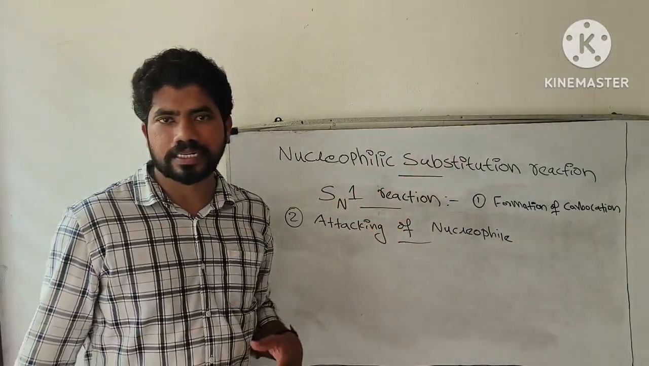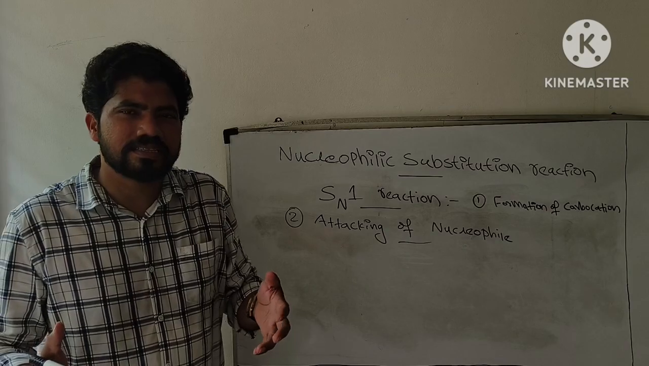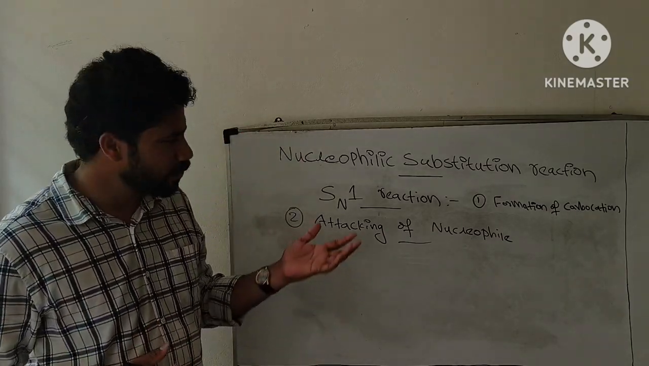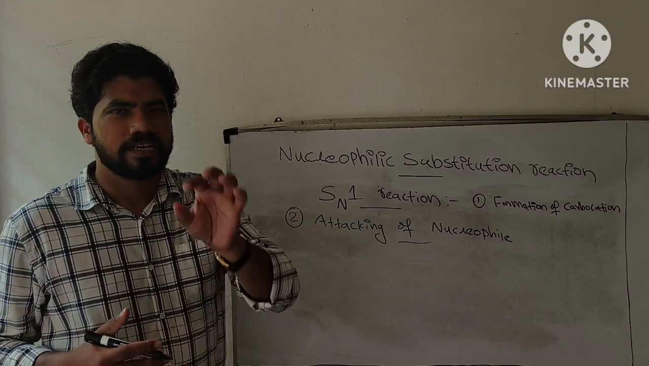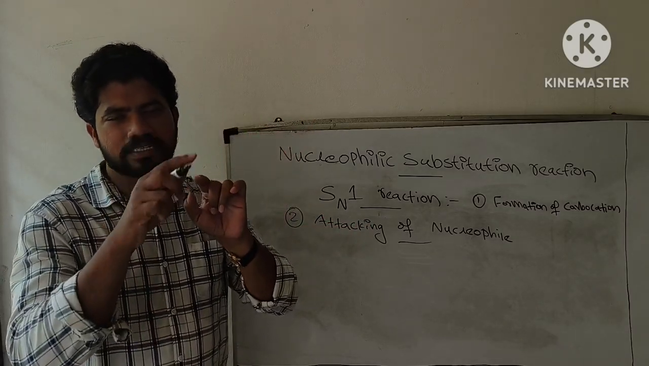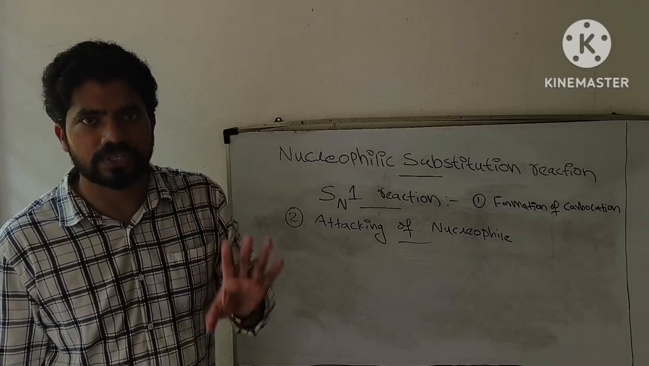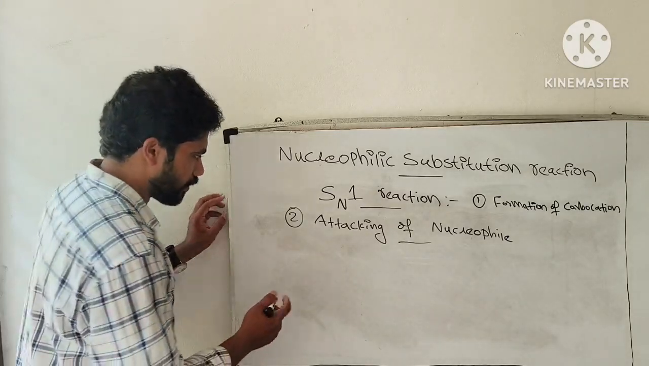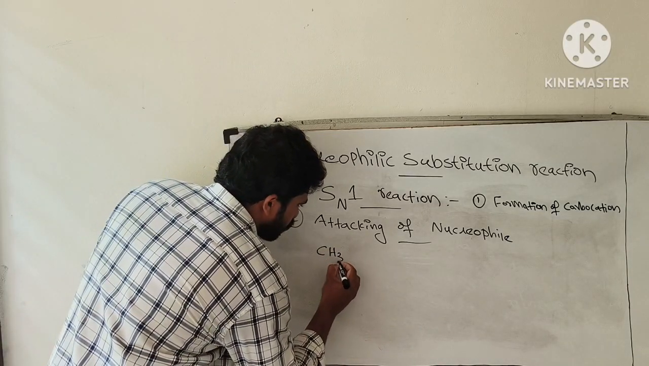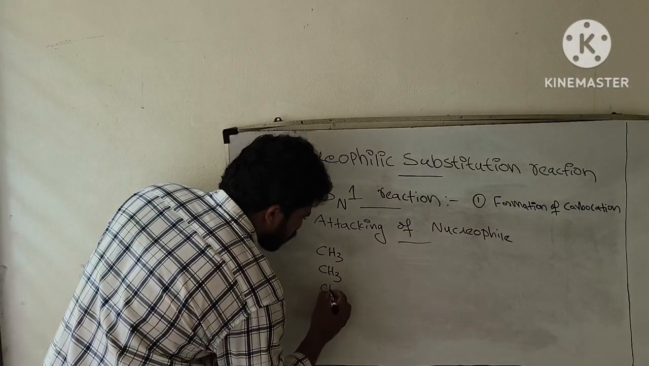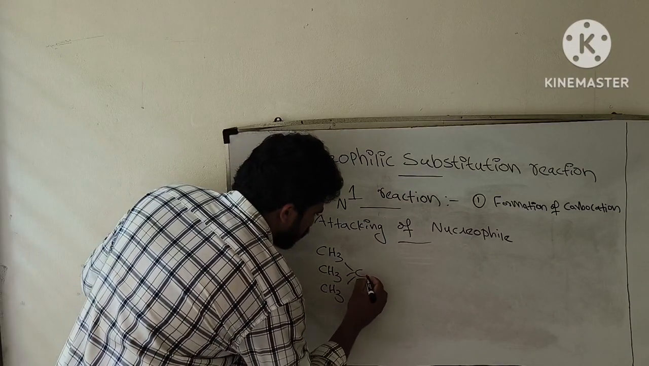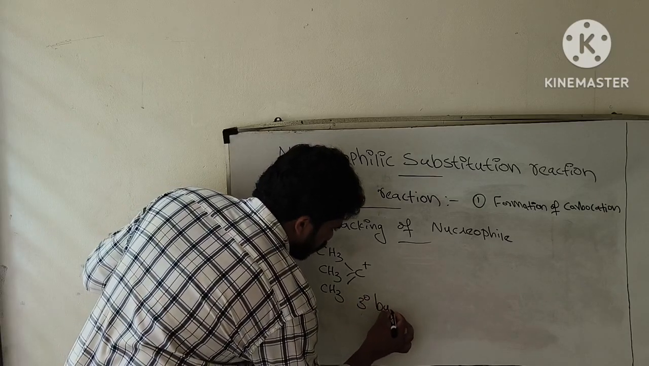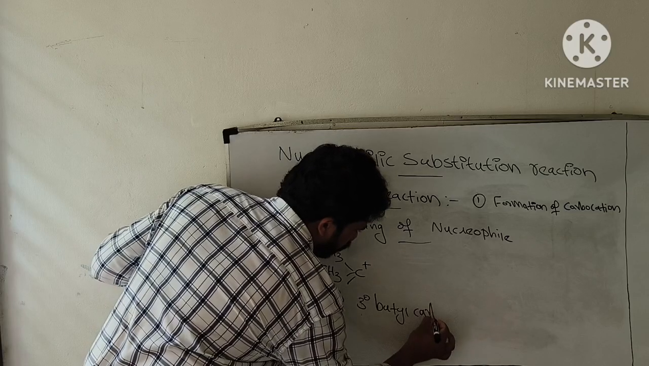So carbocation is ready for nucleophile. Nucleophile is nucleus loving, electron deficient centers loving. So nucleophiles are waiting for the carbocation. Students, in carbocation, can you see a positively charged carbon that is electron deficient? So the nucleophile is ready to attack that carbocation. That carbocation I'm writing here as CH3 C plus. This is the tertiary butyl carbocation.